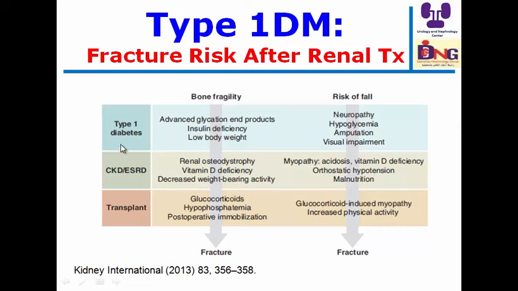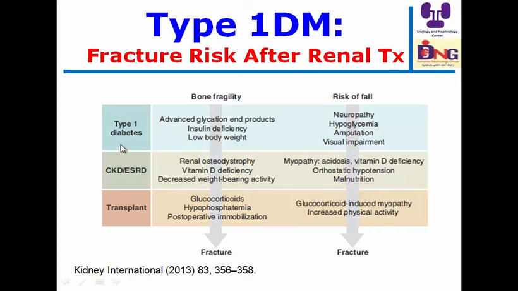So bone fragility because of advanced glycation end products, insulin deficiency, low body weight, which accompany type 1 diabetes, and renal osteodystrophy, vitamin D deficiency, or increased weight-bearing activity are added when chronic kidney disease or end-stage renal disease supervene. And after transplantation, we have new factors like the use of glucocorticoids or electrolyte disturbance like hypophosphatemia, which is not uncommon, especially in polyuric patients after transplantation.